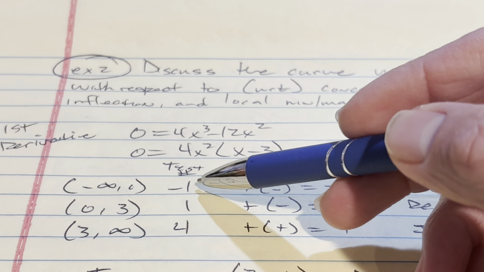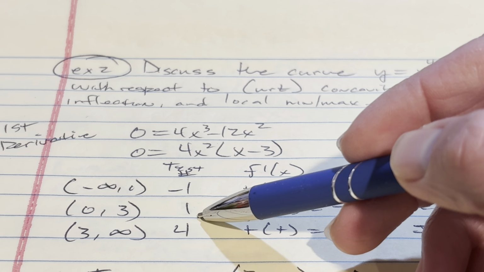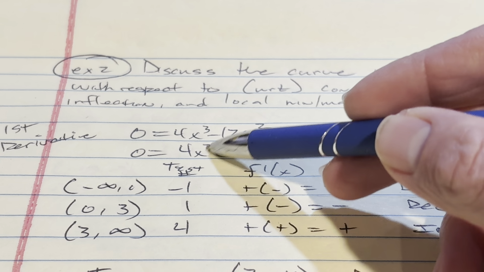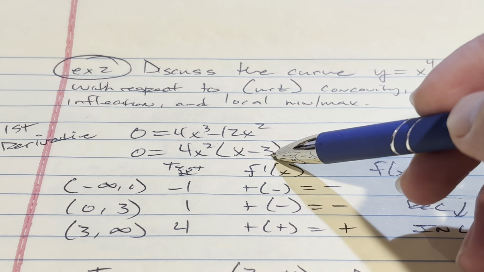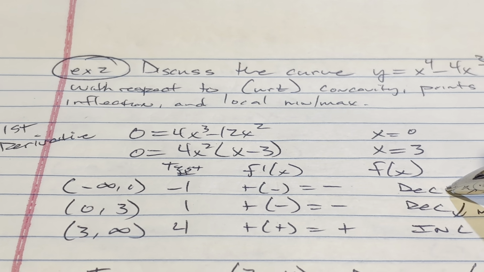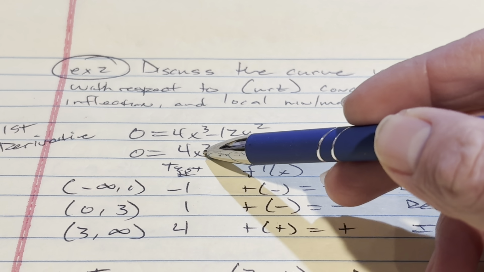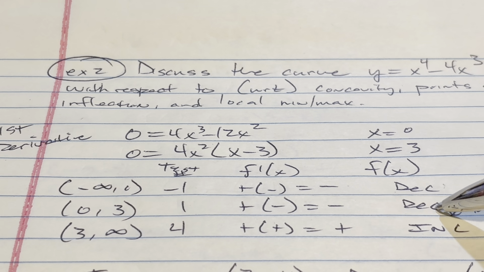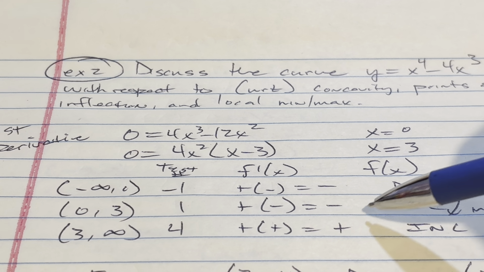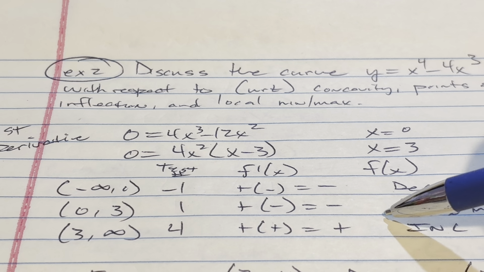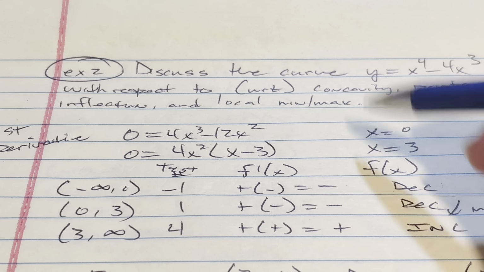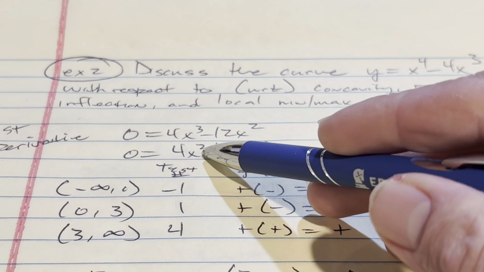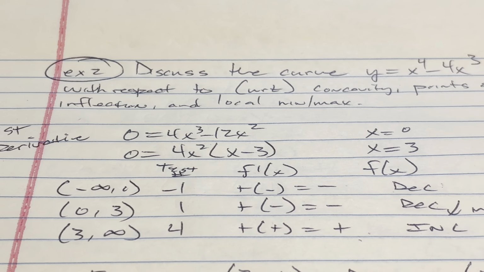So you have test numbers of -1, 1 and 4. What's the derivative doing? If I plug in -1, this factor is always going to be positive, and a positive times a negative is a negative. So f of x is decreasing. If I plug in a positive 1, it's positive times a negative, which is another negative, so it continues to decrease. It hits that point and then continues to go down. Then I plug in 4 and I get a positive times a positive, so it's positive, it's increasing.